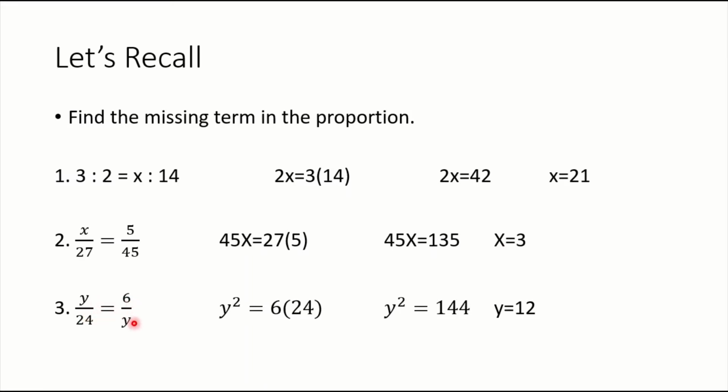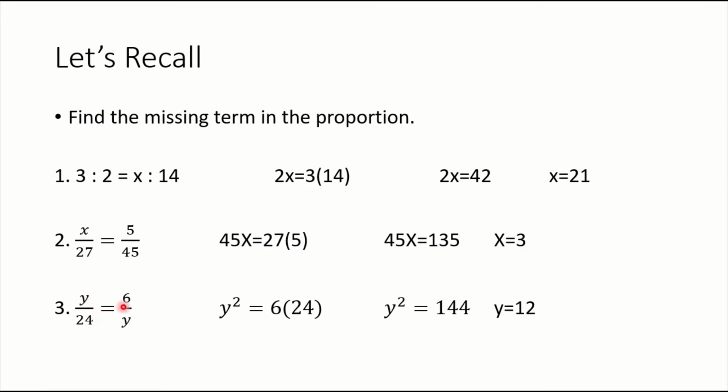Next, for number 3, y over 24 is equal to 6 over y. Can we use the means extremes product law? Yes, definitely. We can use it because they have the same variable, y and y. Even if there are two variables given, as long as they are the same, we can multiply them. Or even if they are not the same, okay?